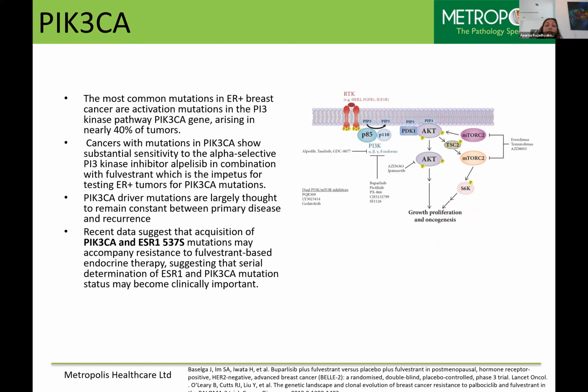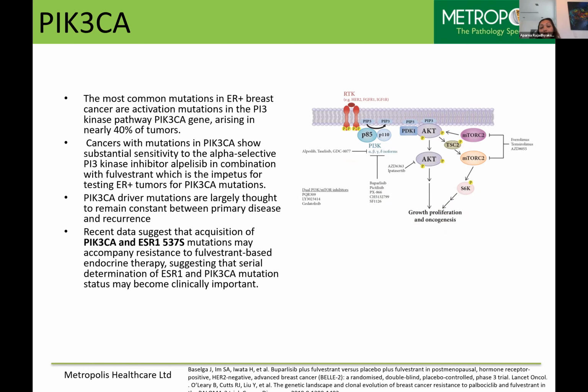So I'll talk about the most important genes and why they are done, and what are some of the issues as far as the diagnostics portion of it associated with these specific genes. PIK3CA is one of the most common genes associated with ER-positive breast cancer, nearly 40% of tumors. And they are driver mutations. They remain consistent between primary and recurrence.